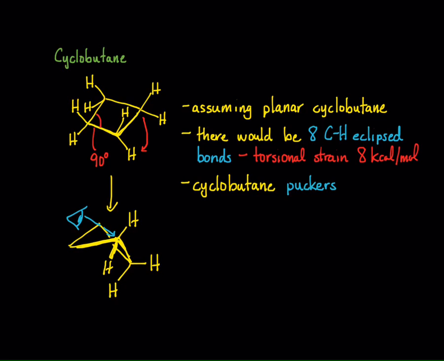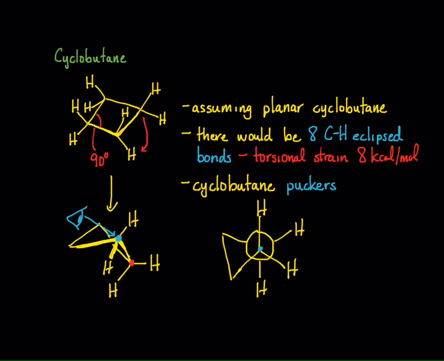Take a moment, pause the video, construct cyclobutane with your model kits, and you can really see what I'm talking about. When the ring puckers, as you look down that carbon-carbon bond, you can draw a Newman projection, and you see that now the hydrogens are staggered. So they aren't all eclipsed, and therefore we're actually minimizing torsional strain by puckering that geometry.